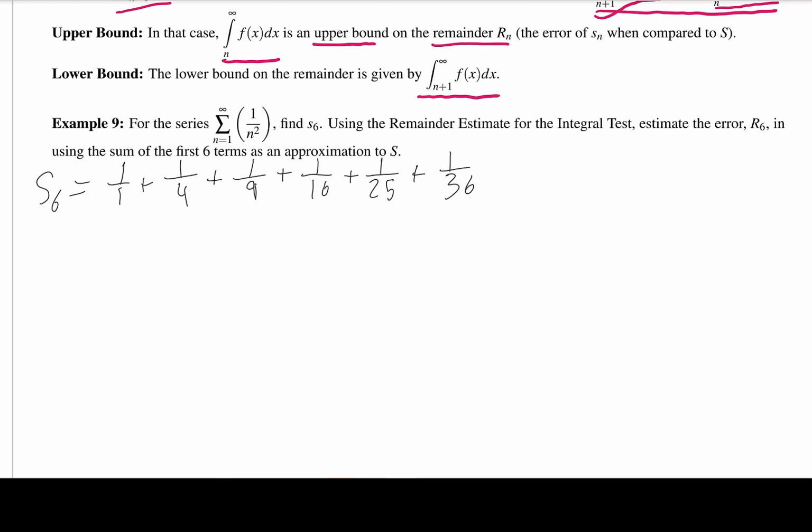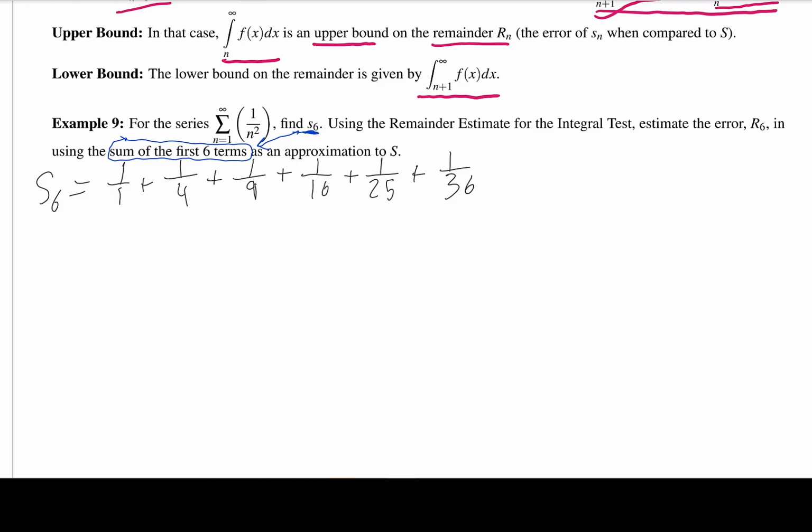So whenever it says we're using, so this is some key language, whenever it says we're using the sum of the first 6 terms as an approximation, that's the same thing as just saying S sub 6. Okay, so we're trying to figure out how close is S sub 6 to the actual sum S. To do that, I'm going to find our upper and lower bounds.